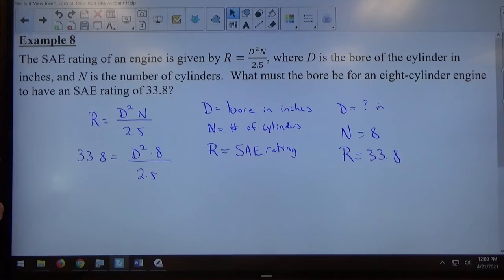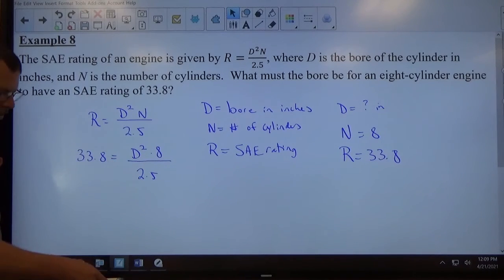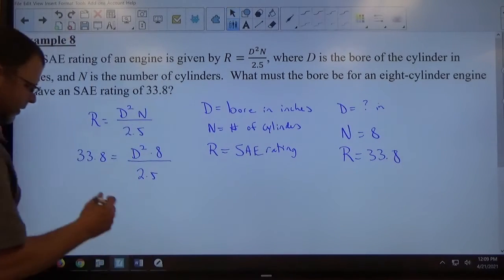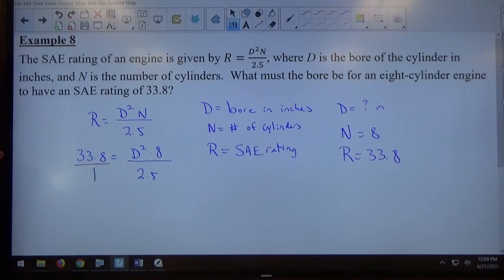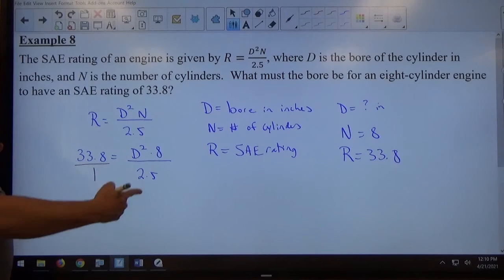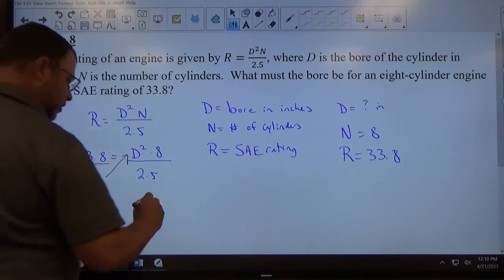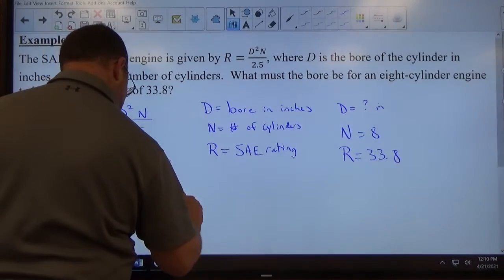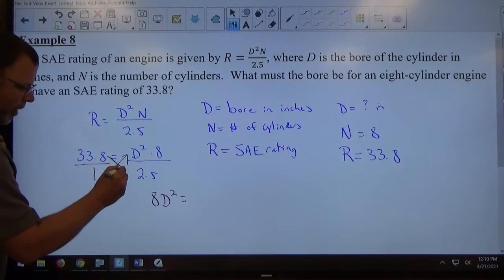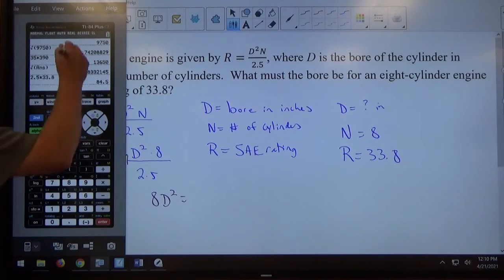Okay. So once again, I have one thing as a fraction equals one thing that's not a fraction. It's a pretty common occurrence here. Whenever I have that look, I usually just cross multiply. So this fraction, 33.8 over 1, equals that fraction, 8D squared over 2.5. This product, 8D squared, equals that product, 2.5 times 33.8, 84.5.